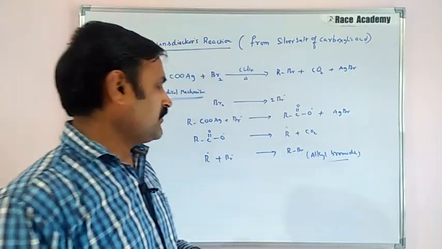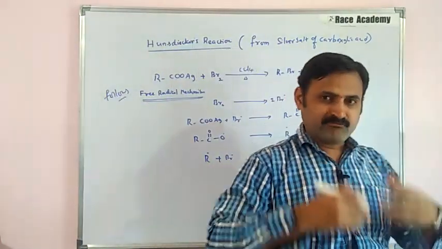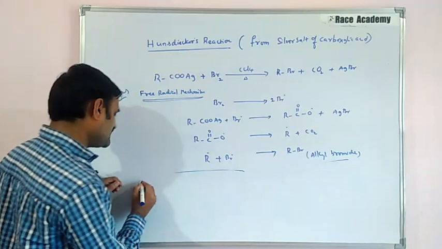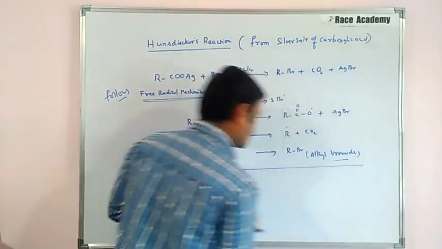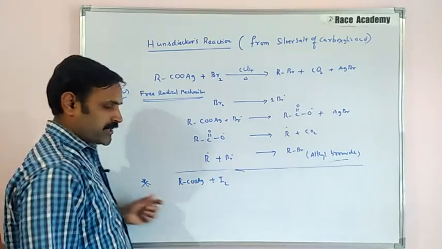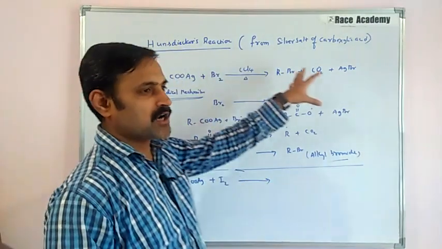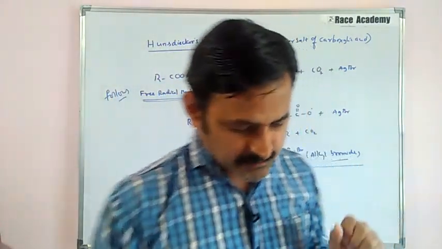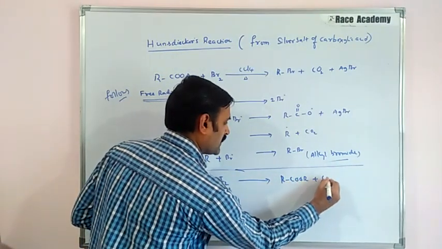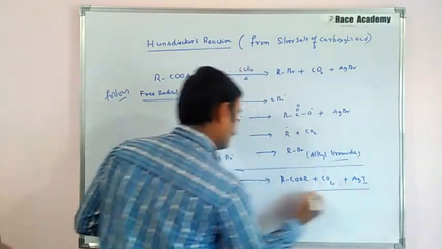Coming to another case, when you want to prepare alkyl iodide, it gives a different product, not the alkyl halide. The noticeable fact in the reaction of the silver salt of carboxylic acid with the halogen iodine is this: when you take 2 moles of silver salt of carboxylic acid, the result is not alkyl halide. The result is an ester with the liberation of CO2 gas. The ester is RCOOR, carbon dioxide is liberated, along with the formation of AgI.